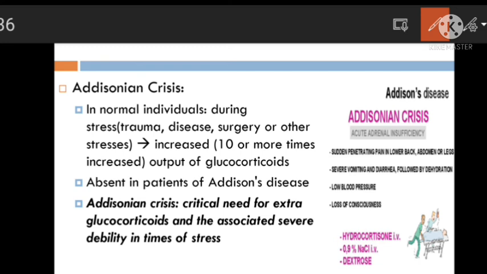So in Addisonian crisis, a large amount of glucocorticoids is required to be secreted in patients having stress like trauma or disease or surgery or any other kind of stress. But these glucocorticoids are not secreted, and that results in Addisonian crisis, which is characterized by decrease in the blood pressure, decrease in the blood sugar, and the person will go into collapse.